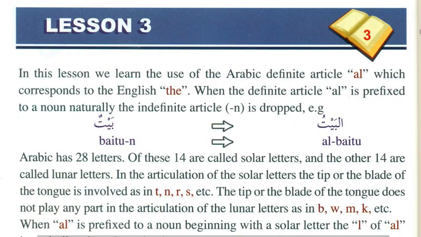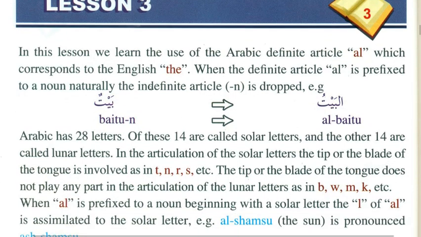So in this lesson you will learn about the particle al. So you see, baytun has a tanween, but it does not have the particle al. Baytun means a house, but when we add the particle al, we can't use tanween here, so we are using only one dhamma. Al baytu means the house, so tanween means a and al means the. Al baytu means the house, baytun means a house.